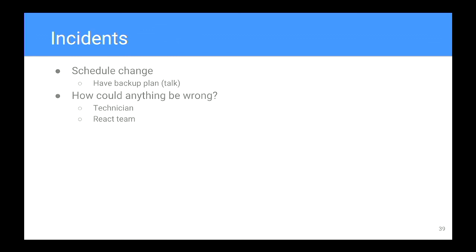The one thing you don't want most is a schedule change, because some of the speakers might have an incident or miss a plane. It is best to have a backup talk. And how could anything go wrong? But everything is possible to go wrong. So you need to be able to react, and you have to have techniques to help you solve things.